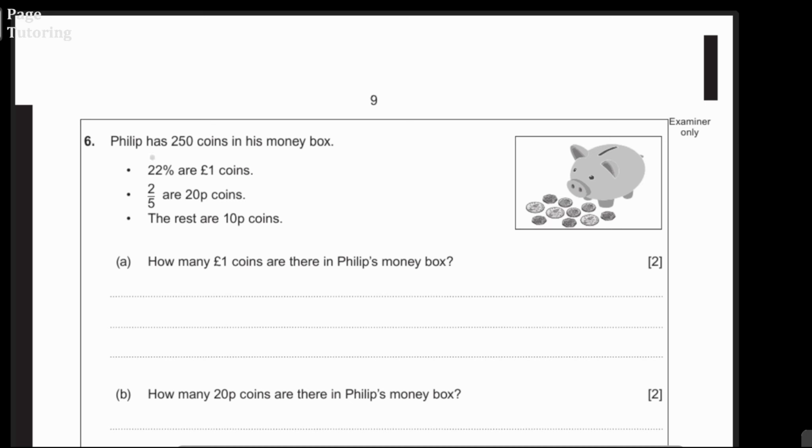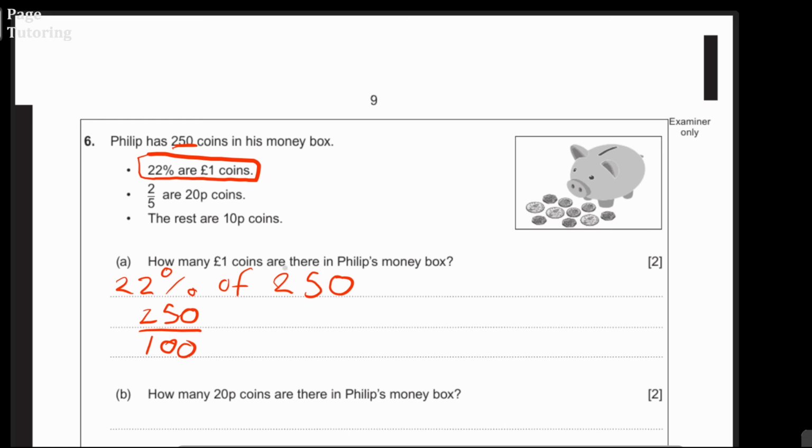Okay, so we care about the £1 coins at the moment, so we're just going to box that off. So it says 22% are £1 coins, so that's 22% of 250. So write that there. How do you find 22% of 250? Well, you could do it in 2 steps. You could do 250 divided by 100, because 250 is 100% of 250. So you could even write there, that's 100%. So to get 1%, you divide 250 by 100, so that's 2.5.